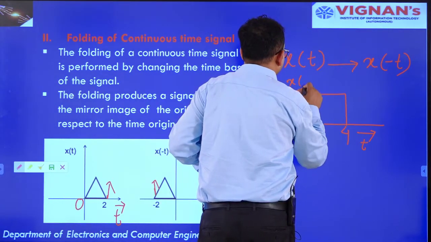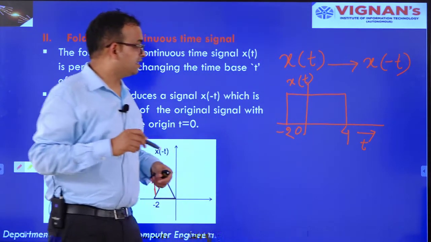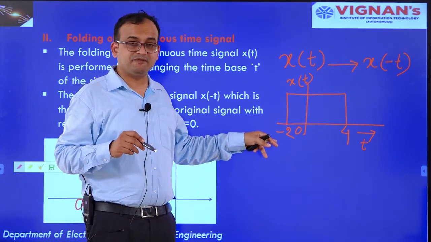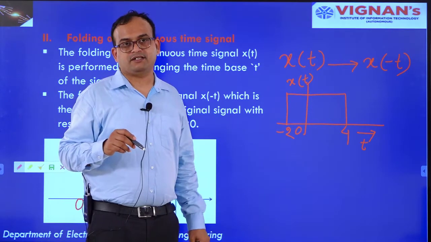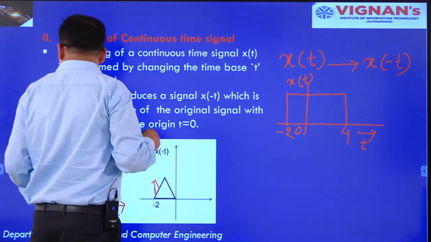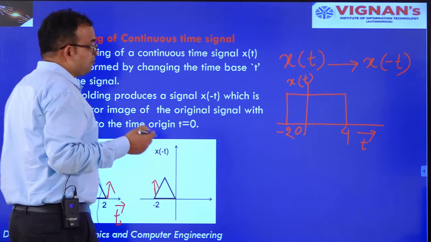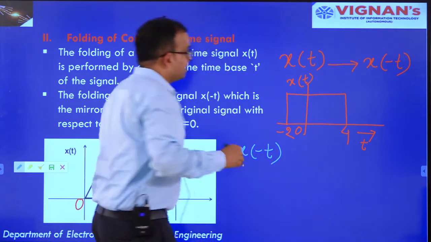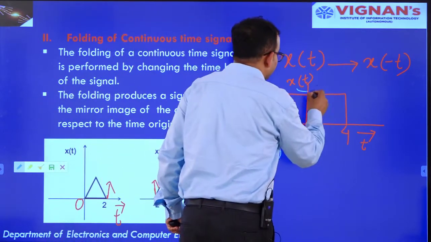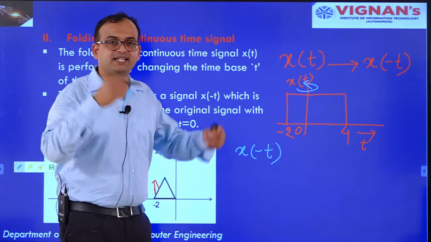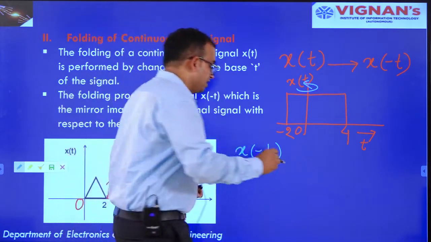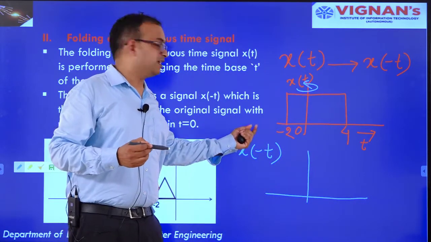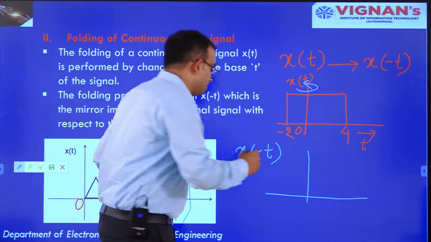Let me take a signal like this. The signal ranges from minus 2 to 4. Now I have to find out the value of x of minus t. How to find it? We have to rotate the signal about the y axis. If we rotate the signal, now if I draw the signal, this 4 will come to minus 4 and minus 2 will go to 2. So what will we get now?